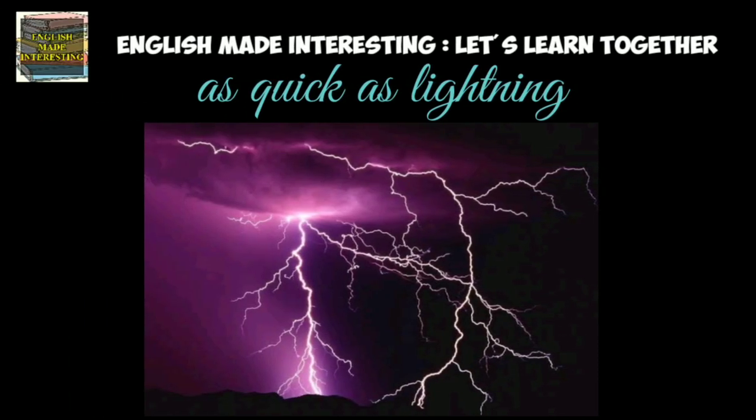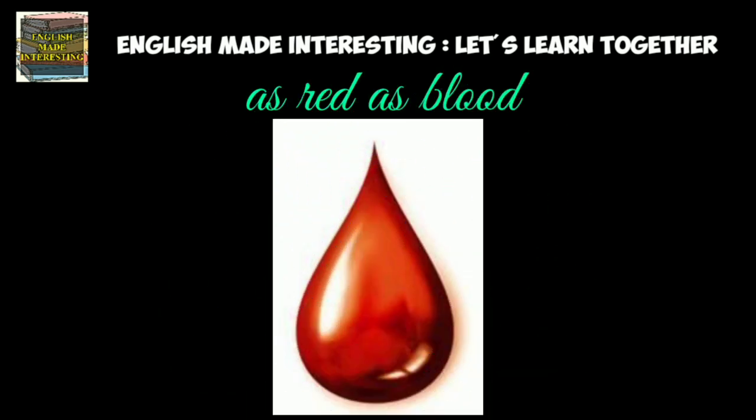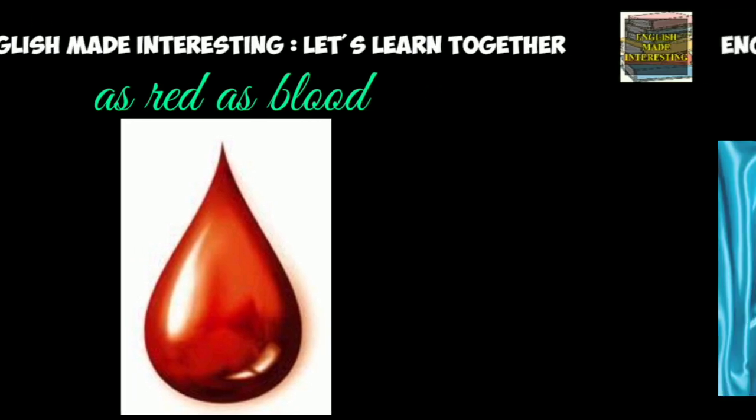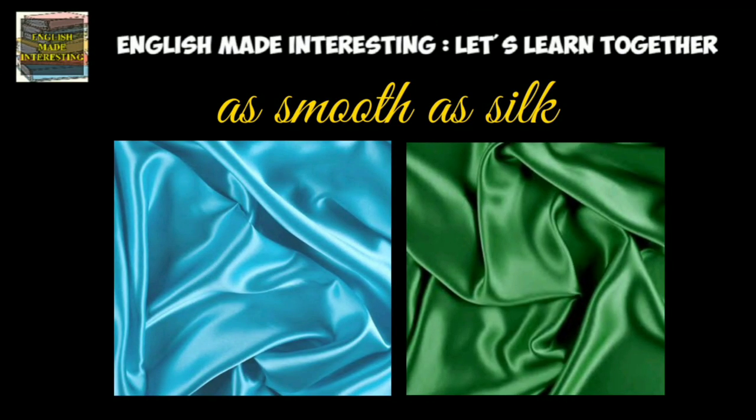As quick as lightning. It refers to someone or something that is very quick or incredibly fast. As red as blood. This means extremely flushed and red, especially in the face, and it may be due to embarrassment, anger, or some kind of strain. As smooth as silk.